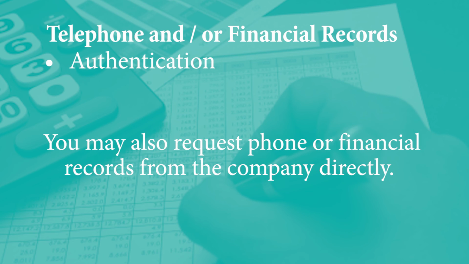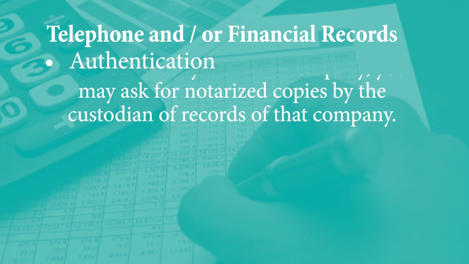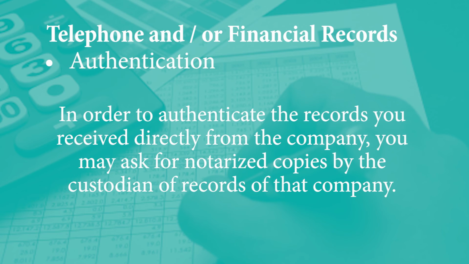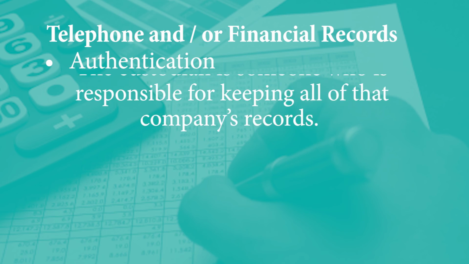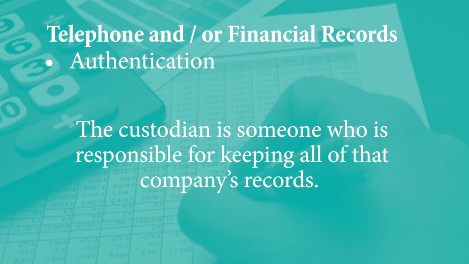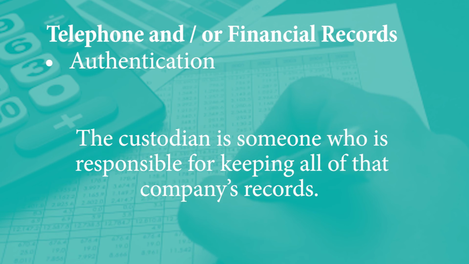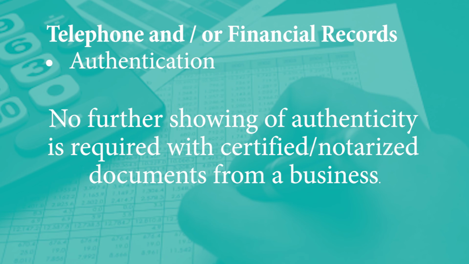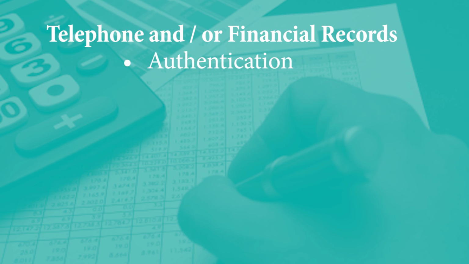You may also request phone or financial records from the company directly. In order to authenticate the records you receive directly from the company, you may ask for notarized copies by the custodian of records of that company. The custodian is someone who is responsible for keeping all of that company's records. No further showing of authenticity is required with certified notarized documents from a business.